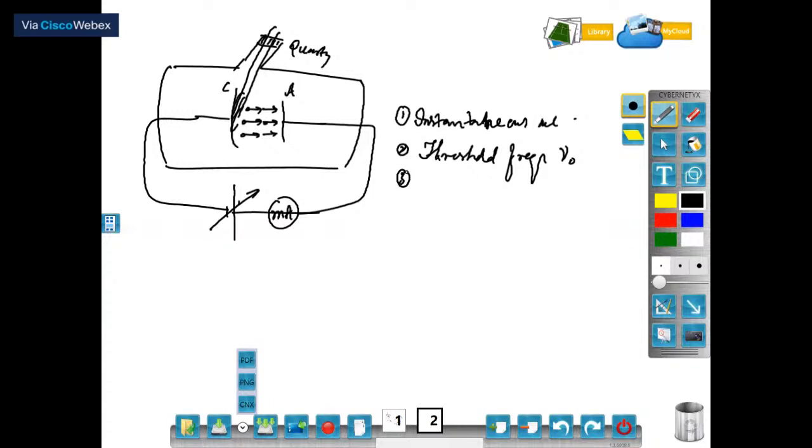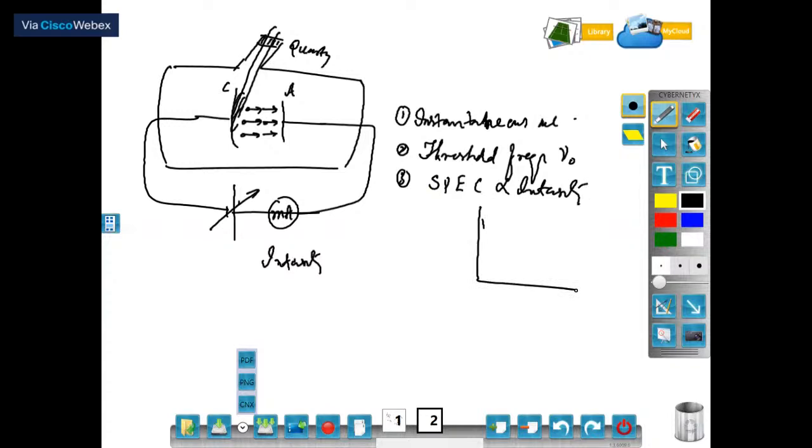Number three, the photoelectric current depends on the intensity. If more photons are incident at the photocathode, more electrons are emitted, thereby the photoelectric current also becomes more. The number of photons incident per second is called the intensity of light. The more the intensity, the more photons will be incident, more electrons are emitted, and more will be the current in the external circuit. The strength of photoelectric current is directly proportional to the intensity.